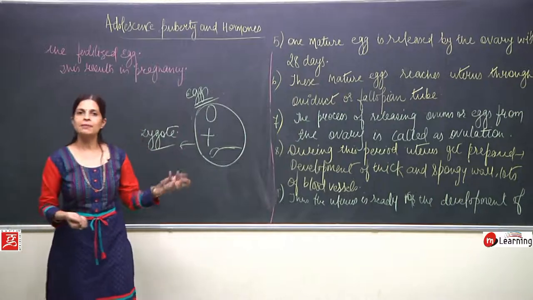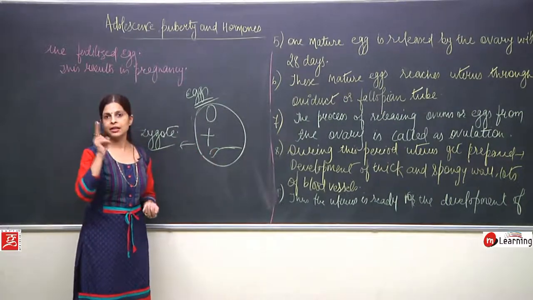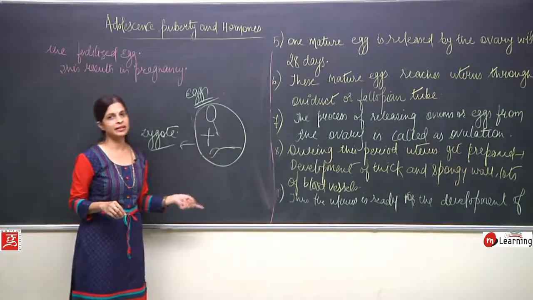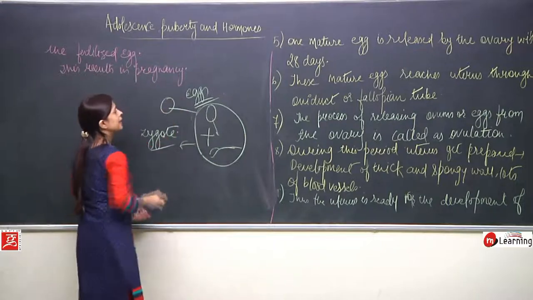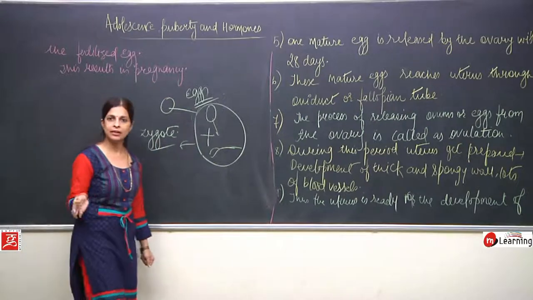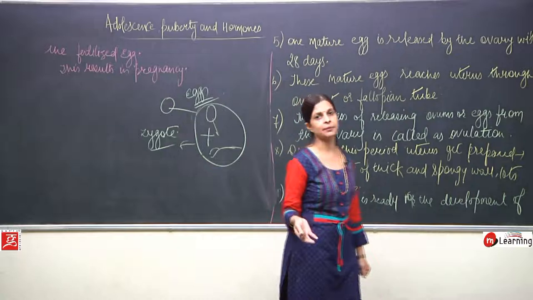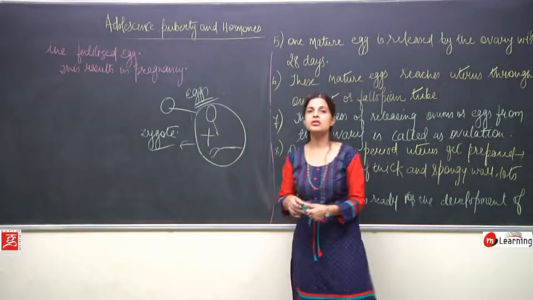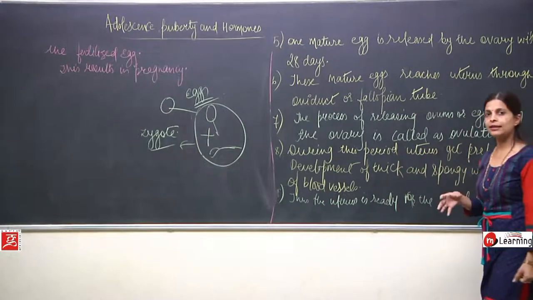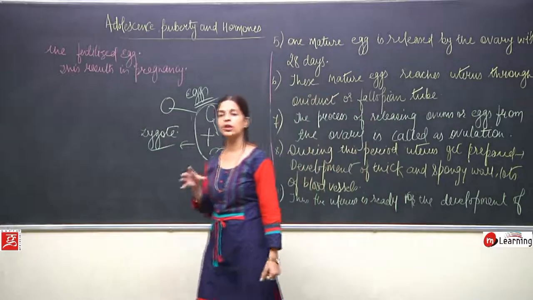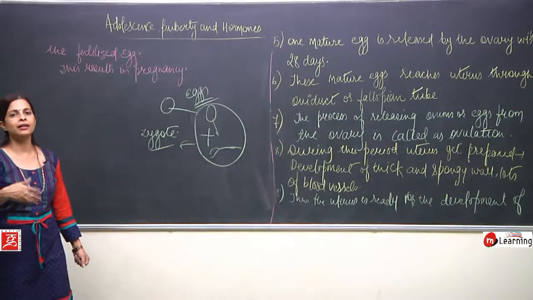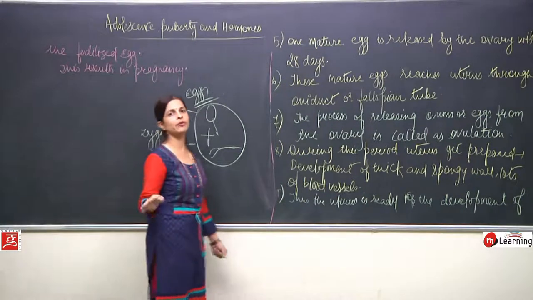Now, I said two conditions are possible. In the first case, the egg meets the sperm and fertilization takes place. What is the second case? The egg is there, but the sperm is not there. So fertilization will not take place, and no zygote formation will take place. Then, children, there is no use of the thick and spongy wall of the uterus. That is the reason this spongy wall, along with a lot of blood, is thrown out of the body.